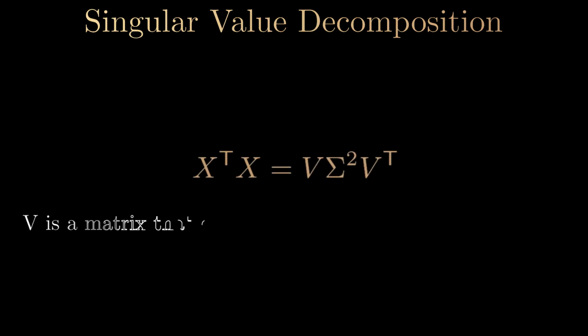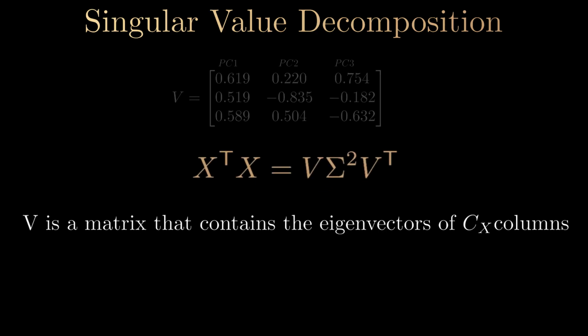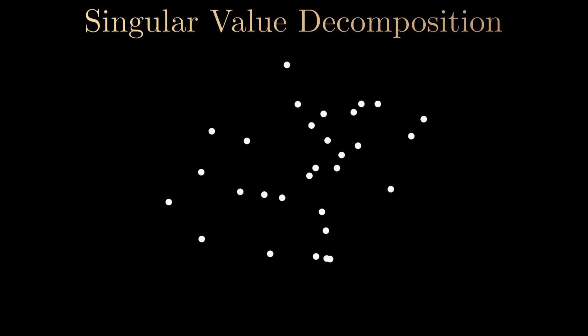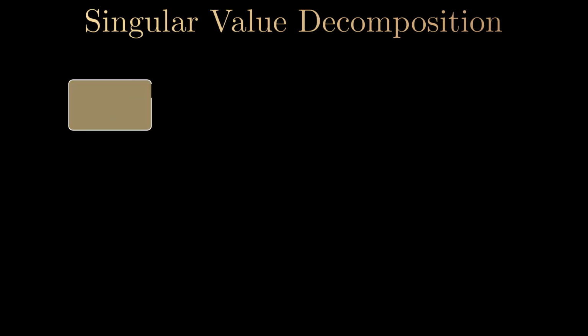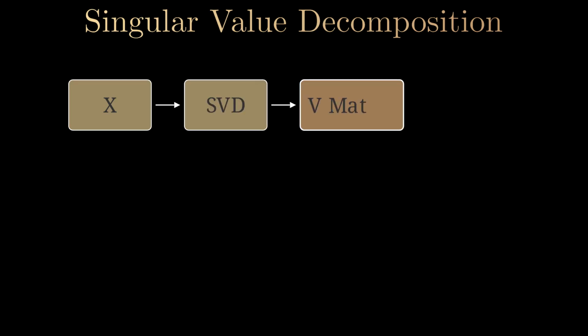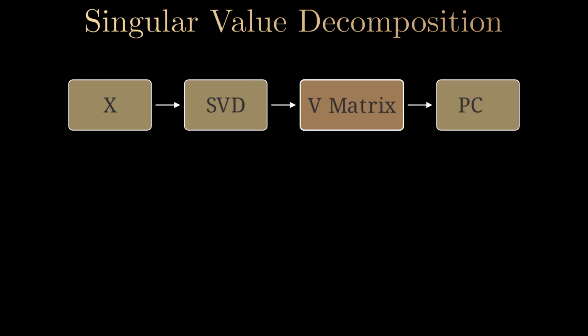If you notice, this is the eigen decomposition for the covariance matrix, where the matrix V contains the eigenvectors as columns, and the sigma squared is their eigenvalues. It's interpreted as how much each component explains the variance. So PCA simply uses the singular value decomposition and then takes its right singular vectors, which are in matrix V.